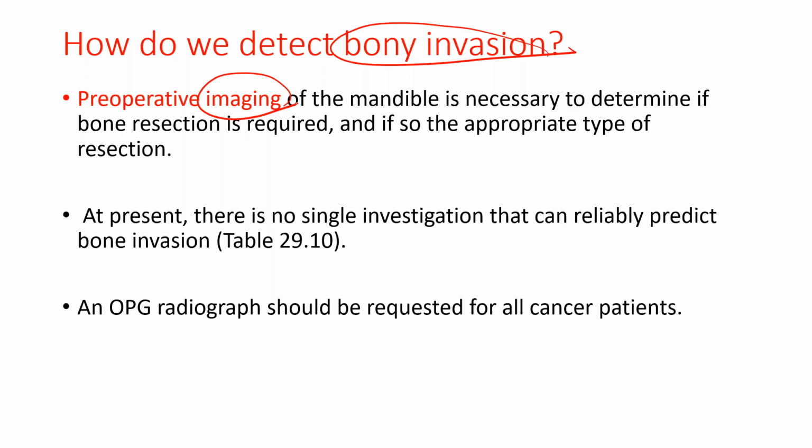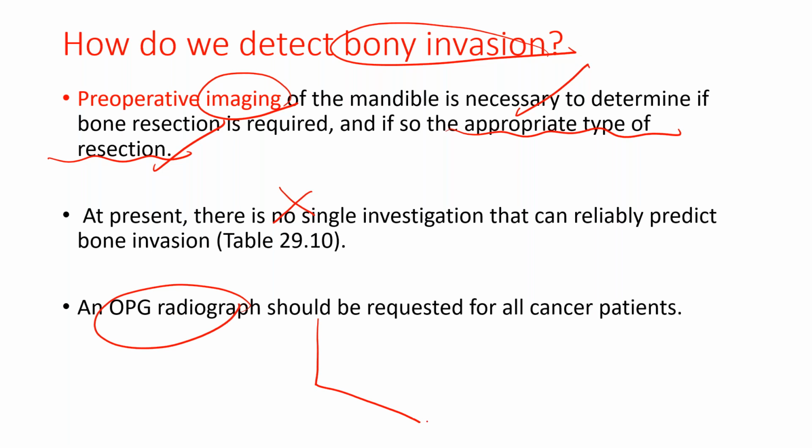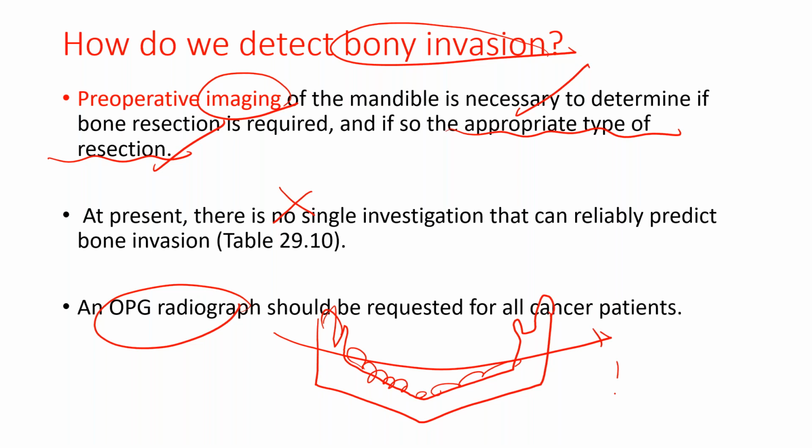You have to go for imaging. It is necessary for an appropriate type of resection. Based on imaging, you plan the type of resection, what to remove and what not to remove. There is no single investigation that can predictably say. As we have discussed already, the orthopan tomogram tells the mandible, the coronoid process, the condyloid process, and the status of the teeth, all in a single pan tomogram.